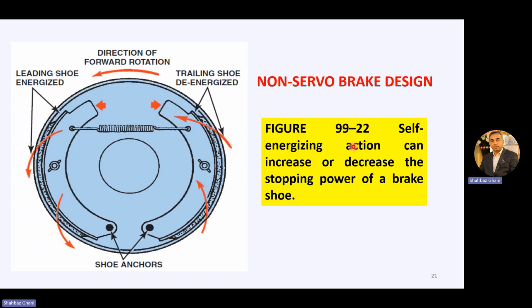Non-servo brake design. Self-energizing action can increase or decrease the stopping power of a brake. So we have a direction of rotation here in this counterclockwise direction. This is the leading shoe, energizing shoe, primary shoe. Here is the shoe anchor. This is the return spring. Trailing shoe, de-energizing. The leading shoe is energized and the trailing shoe is de-energized. So this is the non-servo action.